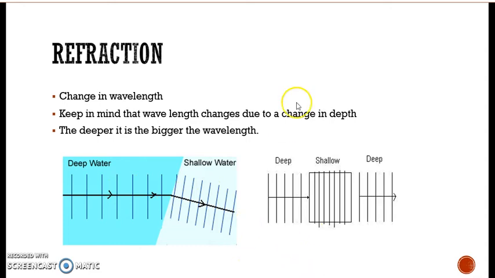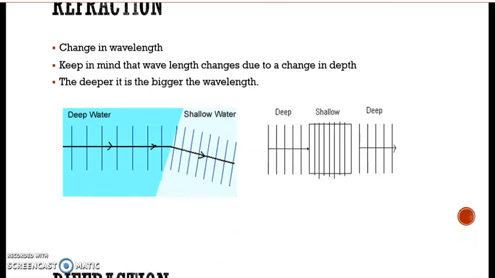Just keep in mind that wavelength affects the speed of the wave, so remember the equation: velocity equals frequency times wavelength. So the shorter the wavelength, the slower it is. So when you go to shallow water, it will be slow waves.